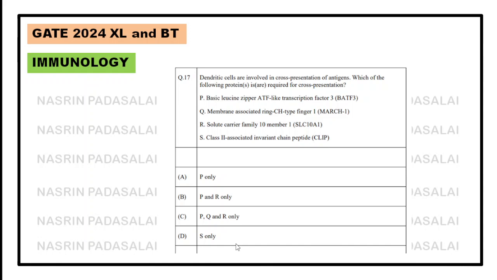Next is again a recent question, and it is not a repeated question. Dendritic cells are involved in cross presentation of antigen. Kindly note the point. Sometimes they will ask this sentence alone as an option. Dendritic cells are the cells involved in cross presentation of antigen, and they are asking which protein is required for cross presentation. Generally it is an MSQ type of question. The correct answer is option A. Basic leucine zipper ATF-like transcription factor, in short called BATF3, is alone needed for cross presentation. The rest of the things are not at all required.